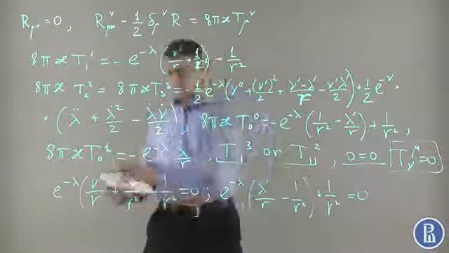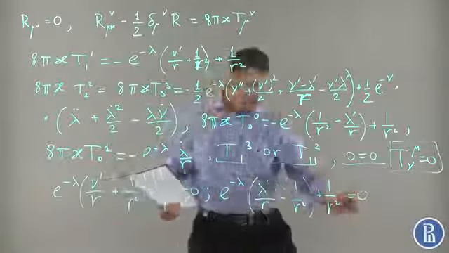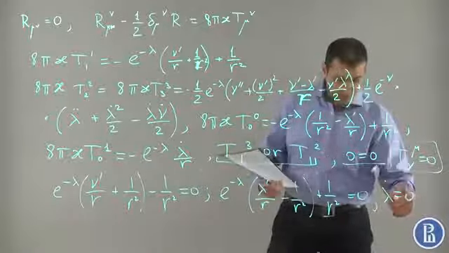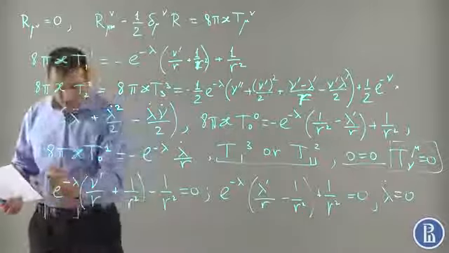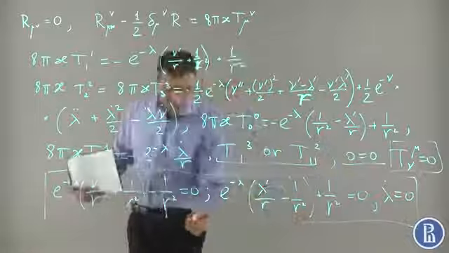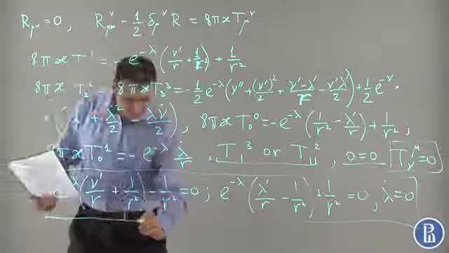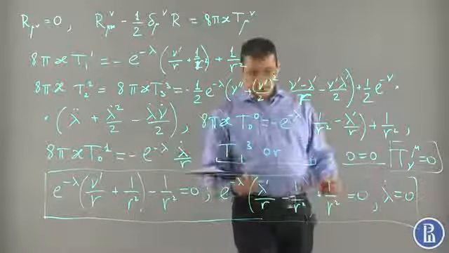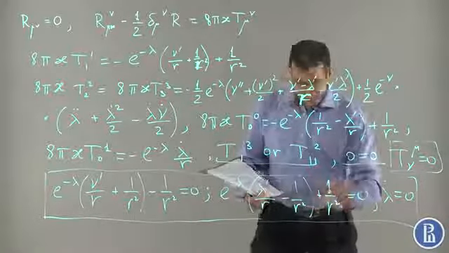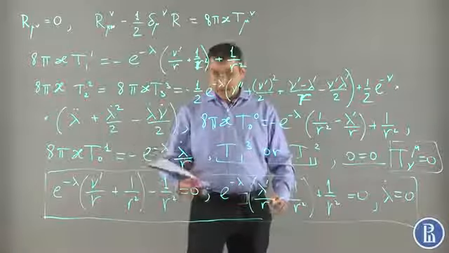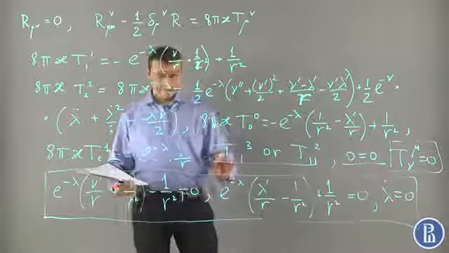And finally, this equation gives us lambda dot equals 0. So these are the equations we obtain for the metric ansatz, for the given form of the metric, from Einstein equations. Let me just stress one thing.